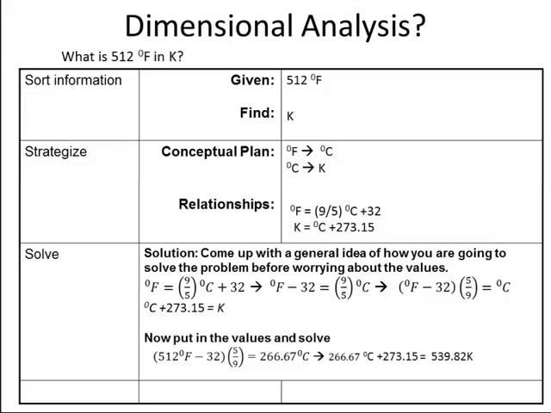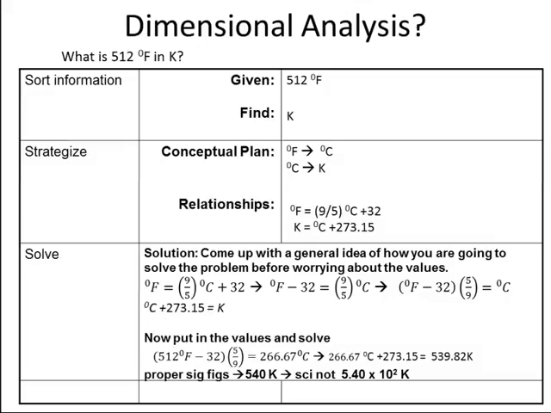Now we put the values in and solve. When we plug in those values, we end up with 266.67 degrees Celsius. Then we take that 266.67 degrees Celsius, add the 273.15, and we get 539.82 Kelvin. We're going to end up with an answer that's going to have 3 significant figures. Actually, more importantly, it's going to have 0 decimal places. So how am I going to get that? Well, if I go back to the 512 minus the 32, 512 minus 32 would give me an answer that has 0 decimal places.